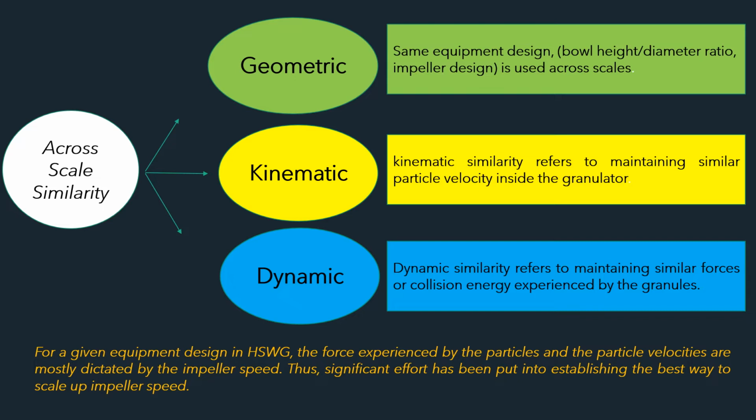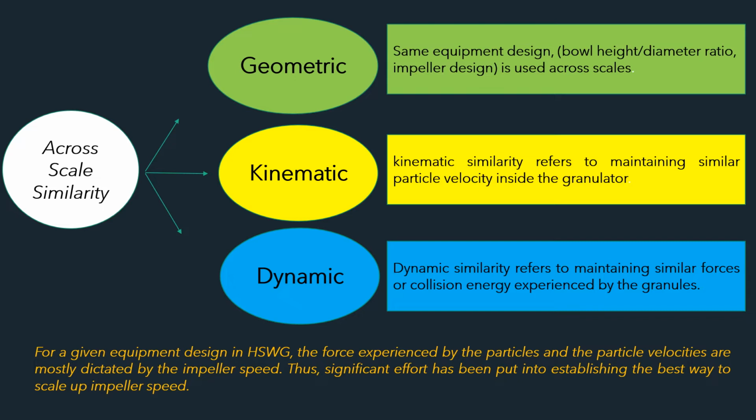Then dynamic similarity. Dynamic similarity refers to maintaining similar forces or collision energy experienced by the granules inside the granulator. Some collision energy is experienced by the particles. So if we maintain the same collision energy across the scale, then we can achieve the scale up. We can achieve across scale similarity. That is the main principle of the dynamic similarity.